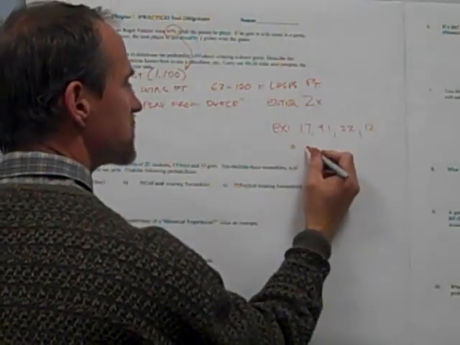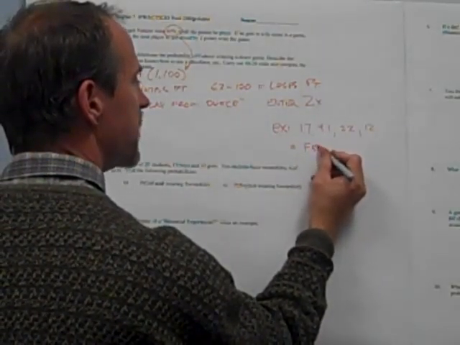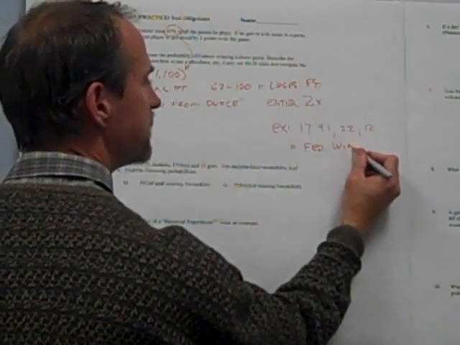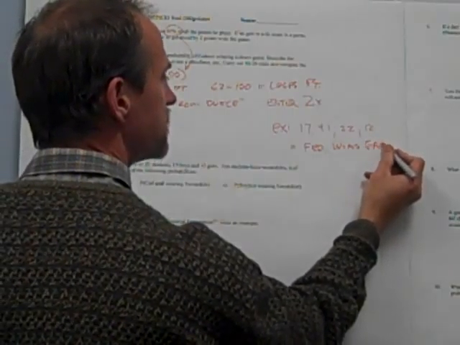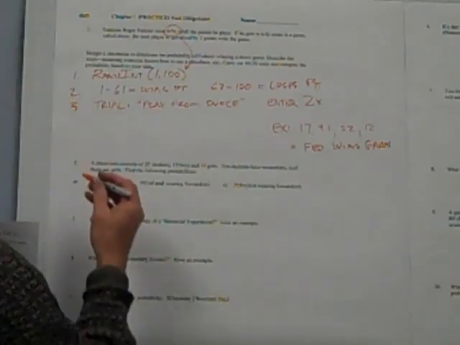So this equals Fed wins, right? That wins the game. If you abbreviate and show the steps, it'll be pretty clear to me. You can assume that I know what these words mean.